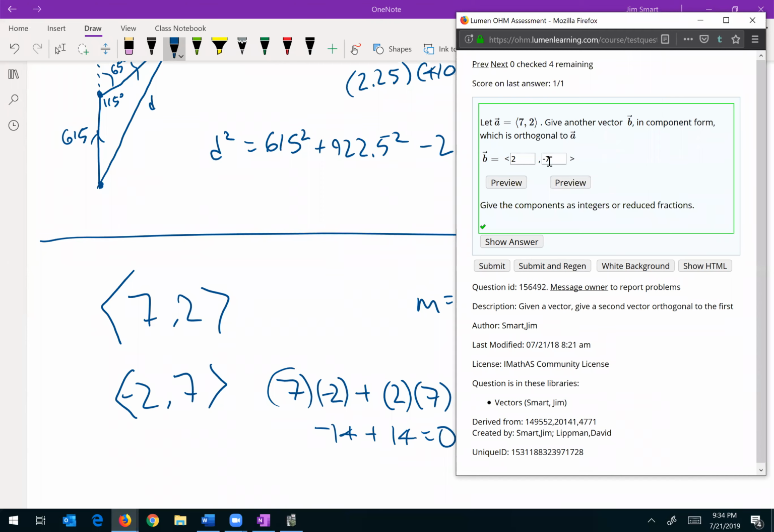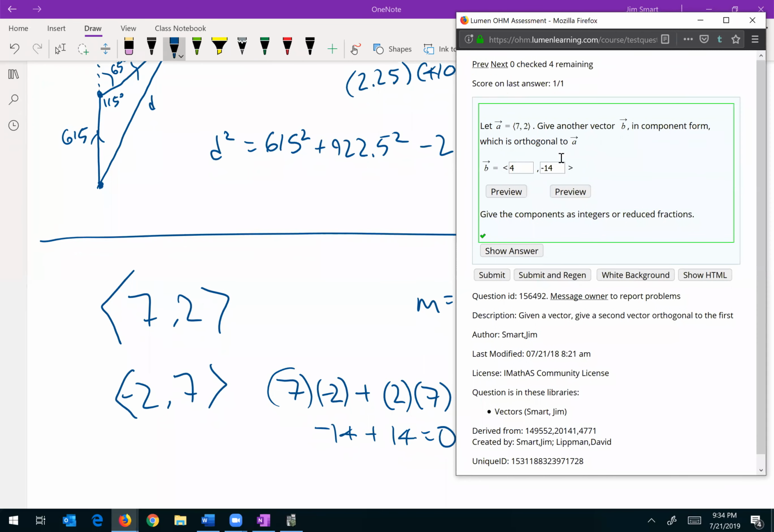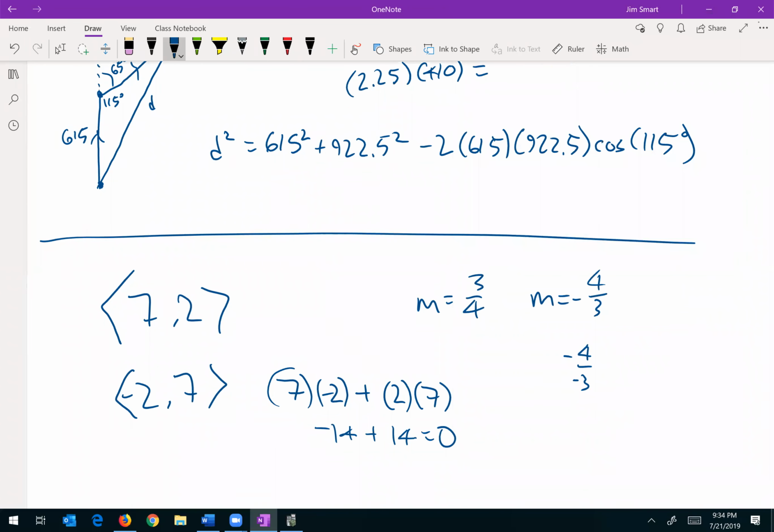If you doubled both of them, that would still work. If I did 4 and -14, that's still correct. The reason is that would be like a slope of 8/6. If I double both, that just reduces to 4/3, but it's still perpendicular. So the easiest thing to do is just reverse the order and change the sign of one of them. Okay, perfect. Thank you.